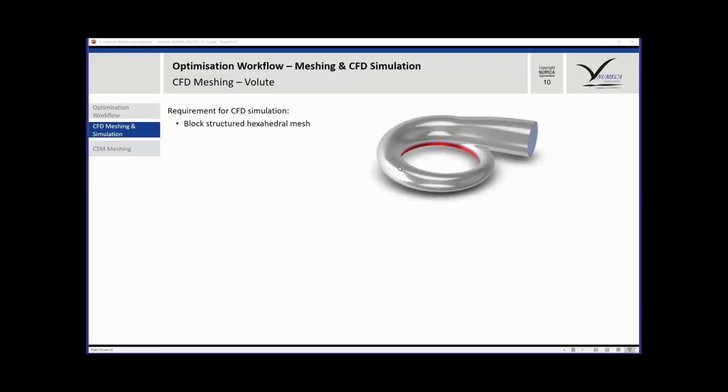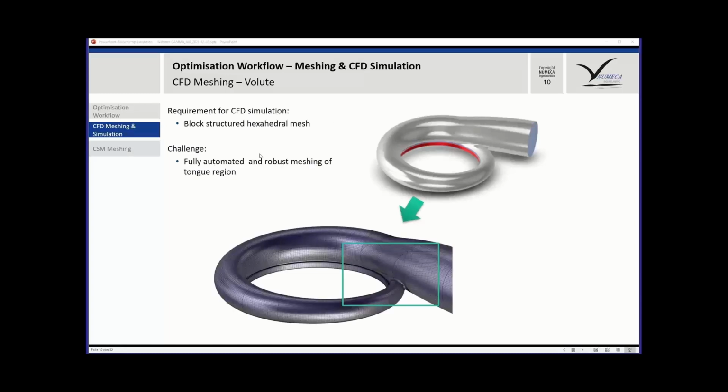So typically, running a structured solver can be about 3 times faster than running an unstructured solver, and we wanted to take that advantage here in the optimization. So the decision was for block structured hexahedral mesh.